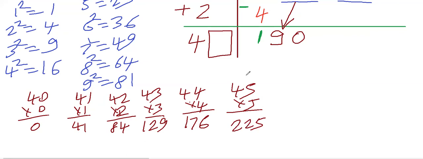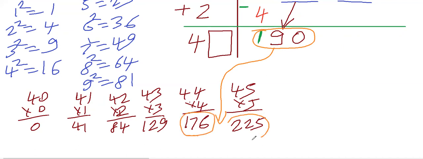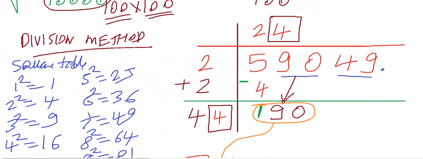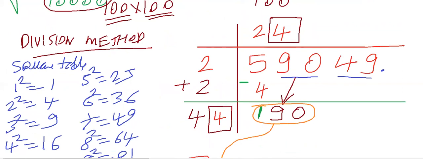Then what I'll do, I have to compare. I am looking for only 190. This 190 comes between 176 and 225. So I need to consider which number? I need to consider this number. What is that? That is 4. So I will write here 4, and I will write here 4. Both the places I will write 4. This is the next most important step.